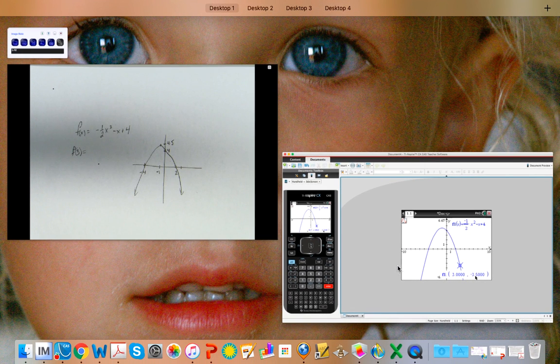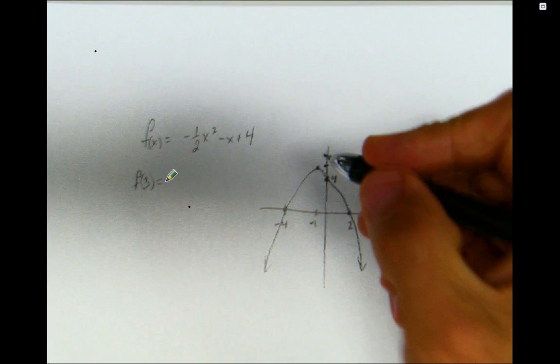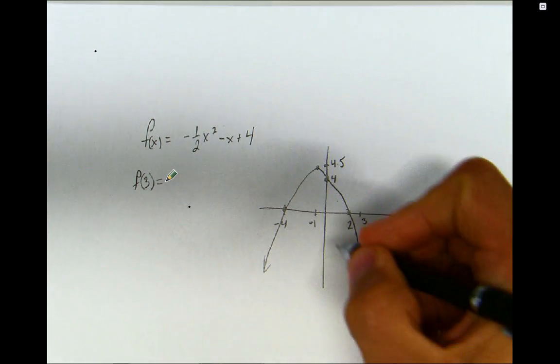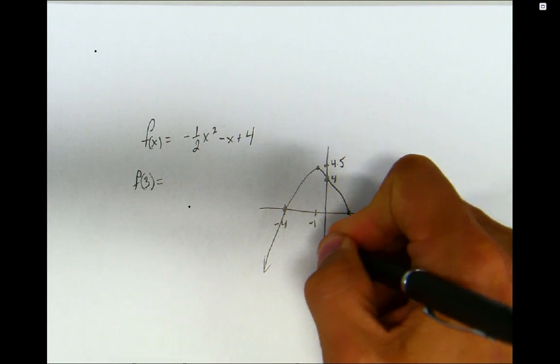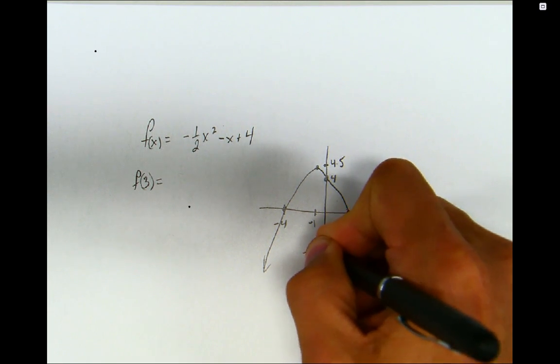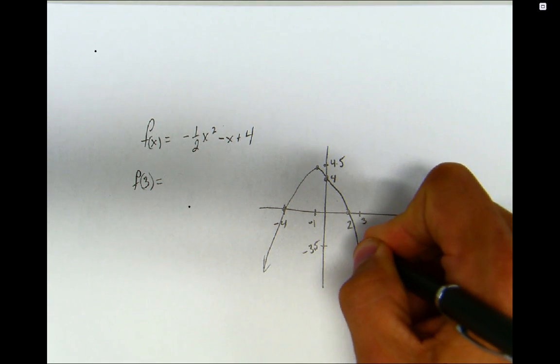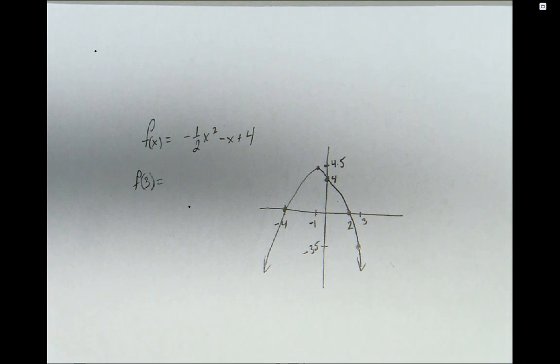So now we can go put that on our new graph here. So 3 goes in, negative 3.5 came out. Okay, so there was the other piece of information that they requested. And the last one was we wanted to find out the x's.